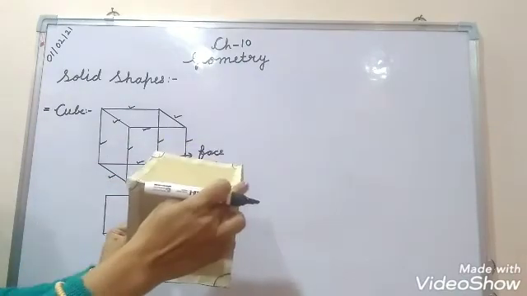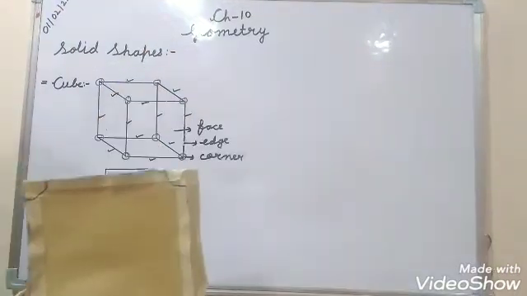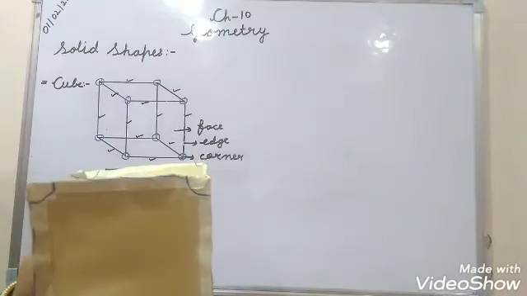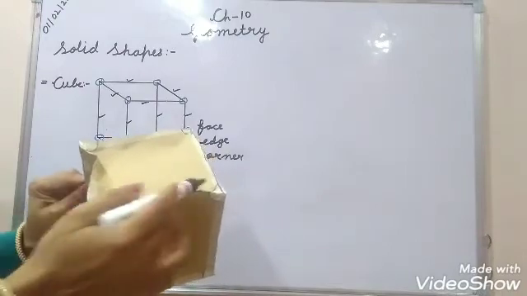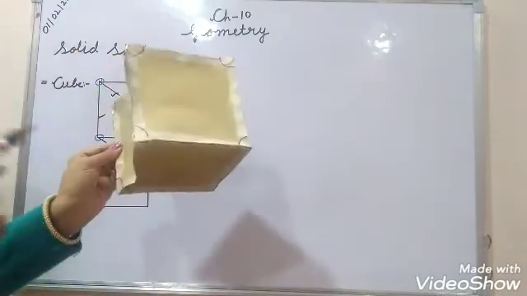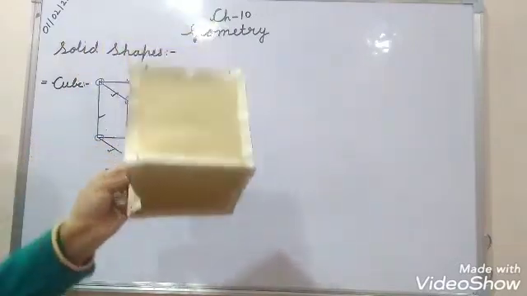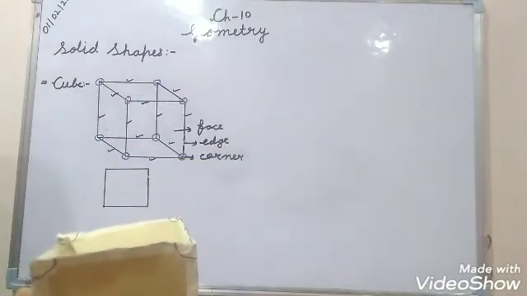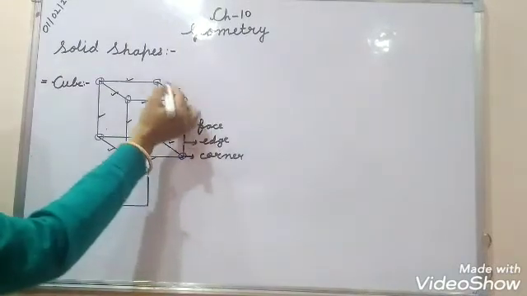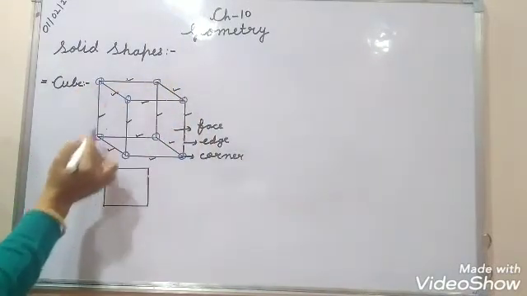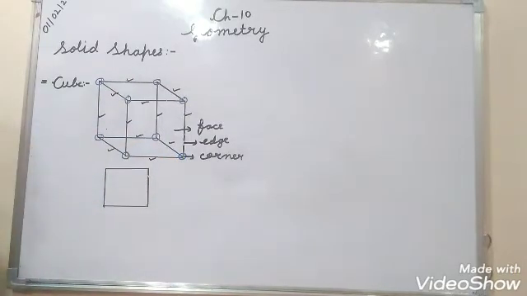That is 1, 2, 3, 4 at top, and at bottom 5, 6, 7, 8. Number of corners are how many? They are 8. Here you can see that the number of corners, that is 1, 2, 3, 4, 5, 6, 7 and 8. Where edges are meet, that is called corners.